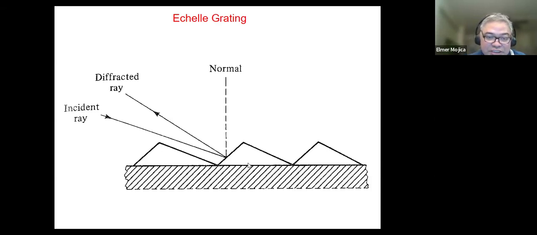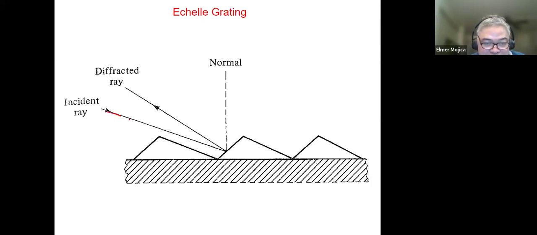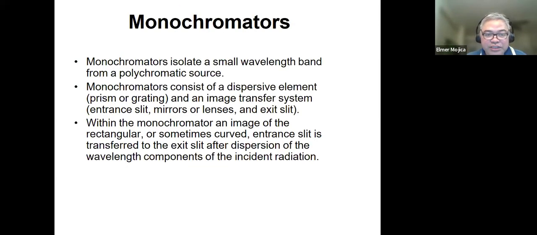So if you're going to look here, this is the incident light. It passes through here, that's the diffracted light. And this is the normal that we have. Now, most of them, if we're going to look at this one, this leads us to the so-called monochromators.